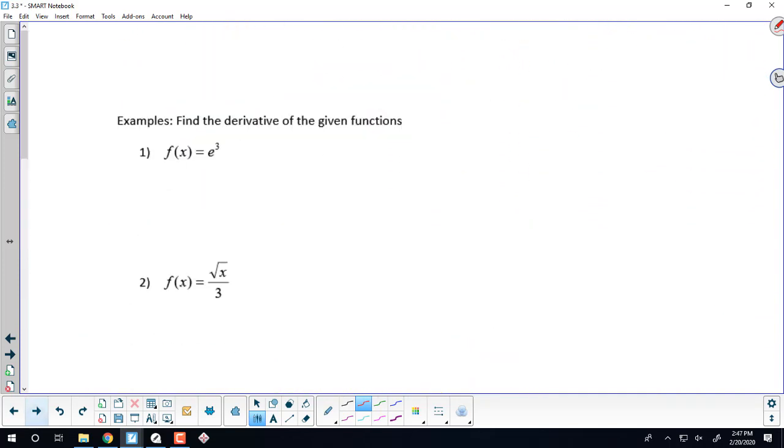I guess we're done with that. Okay. So we'll look at a couple more functions and just find the derivative of these functions. So what's the derivative of e to the third power? 0, I heard 0. What do y'all think? E to the third, there is no x there. E to the third is a constant. Derivative of a constant is 0.